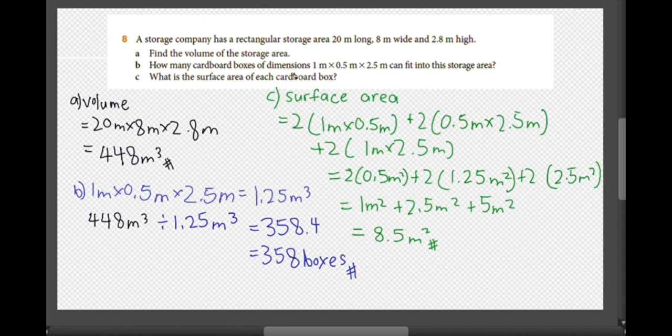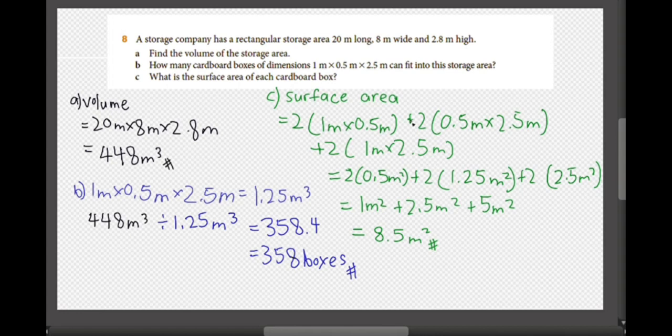The question is, what is the surface area of each cardboard box? Here it has already given the dimensions of the cardboard box, so we just need to add and multiply them together. Firstly, we take 2 of 1 meters times 0.5 meters, add it to 2 of 0.5 meters times 2.5 meters, and add it to 2 of 1 meters times 2.5 meters. As you can see here, 3 different measurements are multiplied together.